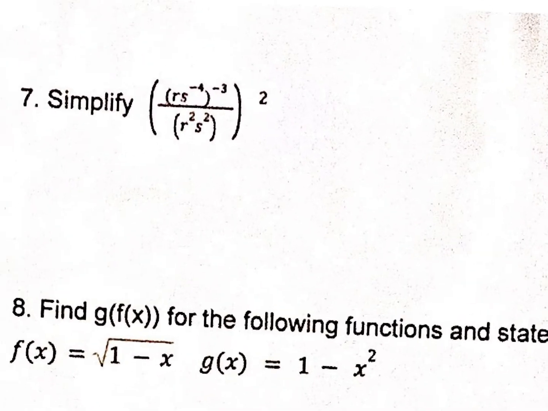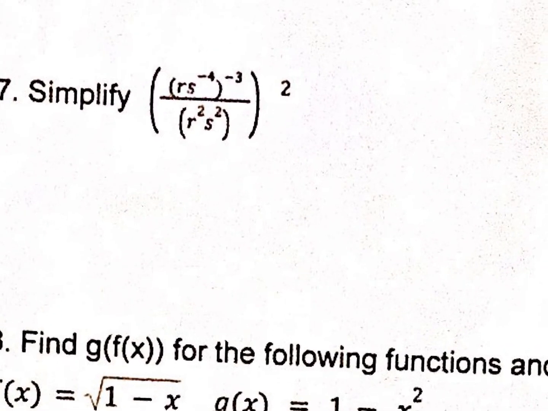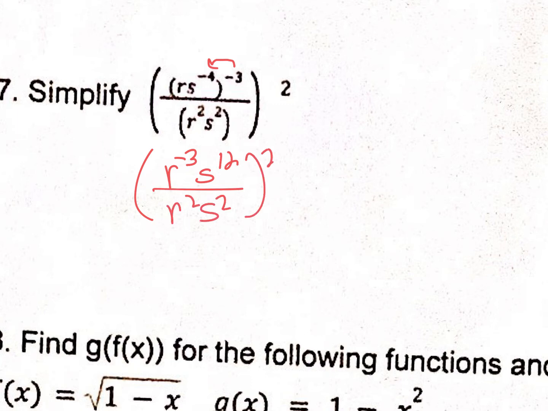All right, simplify. Now we're back to review. My advice on this one right here especially is to do everything inside first. What I see inside is there's the next exponent on the top, so I'm going to go ahead and take care of that. When you do that, you're going to get this and 12. On my denominator, I have r squared s squared, and I still got that square outside.